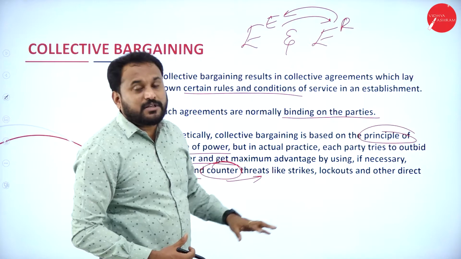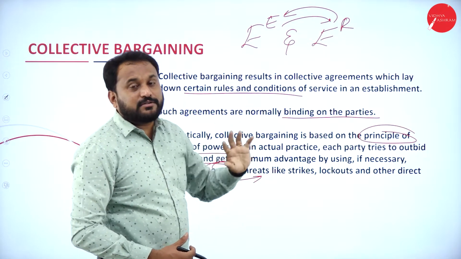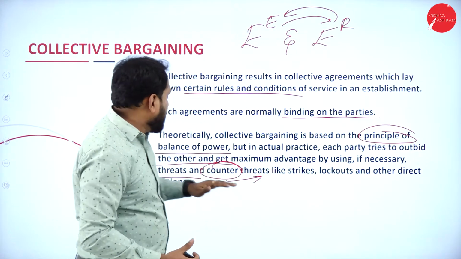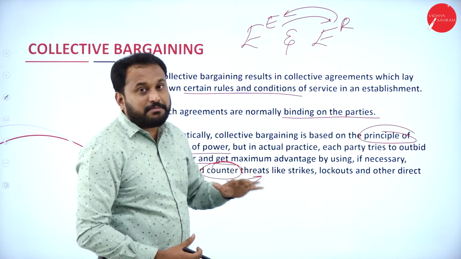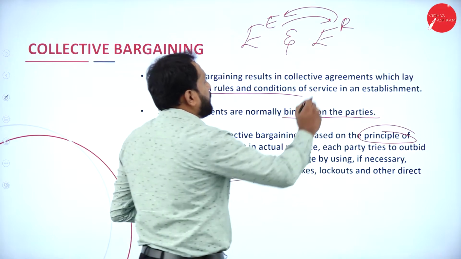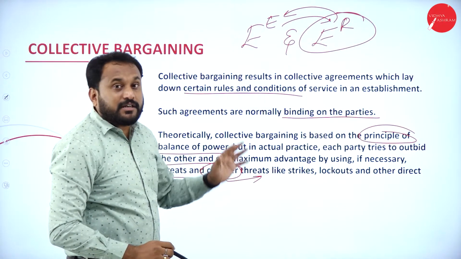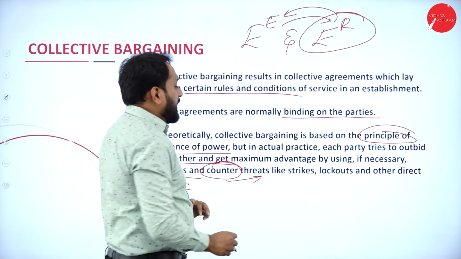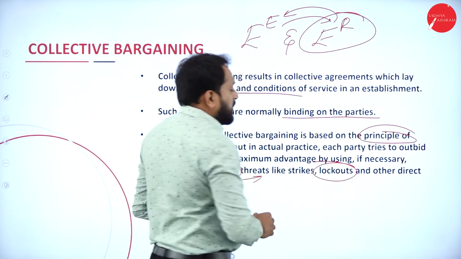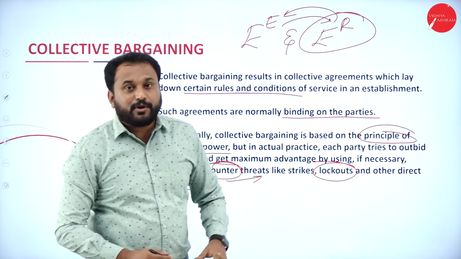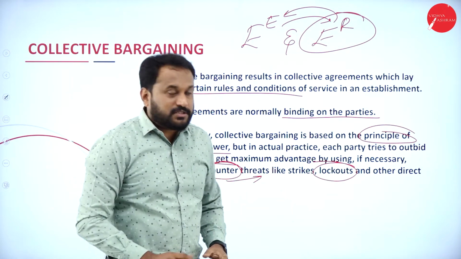But here what happens is that one or the other person will always try to outbid the other and get maximum advantage. Sometimes the employer will take undue advantage of the employees, and when the employees will not work, then he will go with a lockout. Now what exactly is a lockout? A lockout is an act where the employer will close the production.